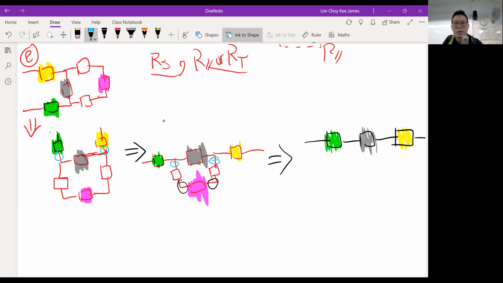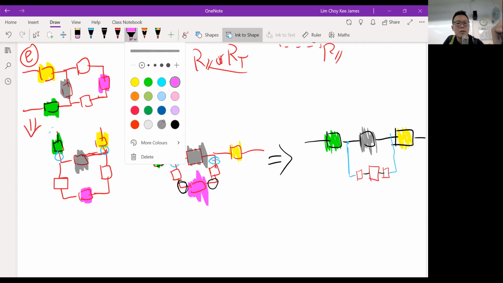Starting from here, I'm going to lengthen it. So I'll have the first resistor here. Then the black circle one, this particular area here, I will shorten it. Then I'll have the resistor here. So you look at the color code. I hope it's clear. The middle guy, the pink one, actually is here.